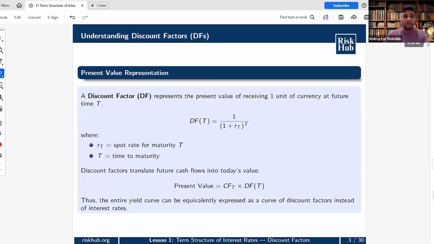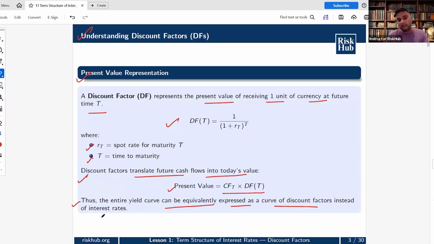Then we get into the next part, which is understanding discount factor, the present value representation. And what is the discount factor? Basically, the discount factor represents the present value of receiving 1 unit of currency at a future time T, given by this formula: DF of T is equal to 1 divided by (1 + R_T) to the power T, where R_T is the spot rate of maturity T and T is the time to maturity. The discount factor translates future cash flow into present value, given CF_T times DF_T. Thus, the yield curve can be equivalently expressed as a discount factor curve instead of interest rates, right?